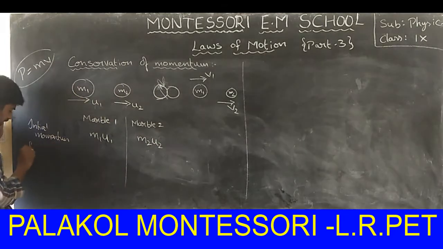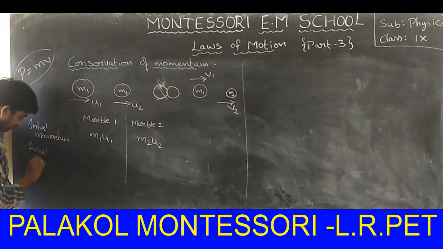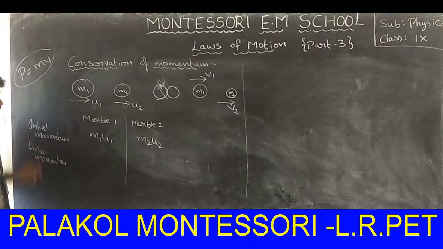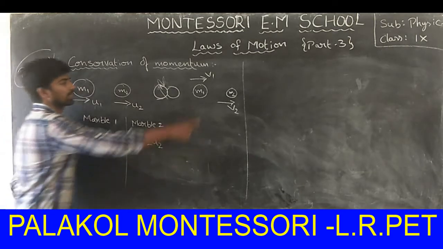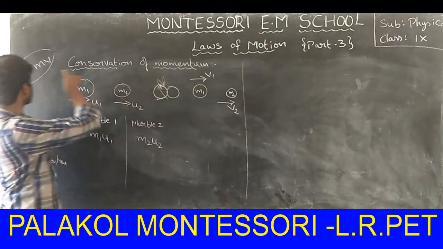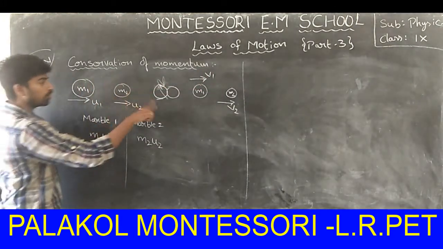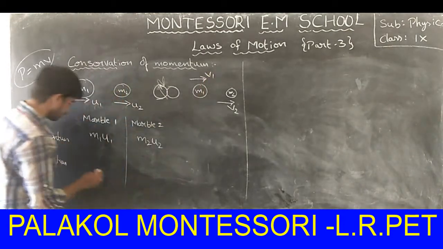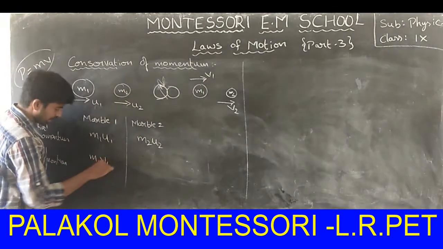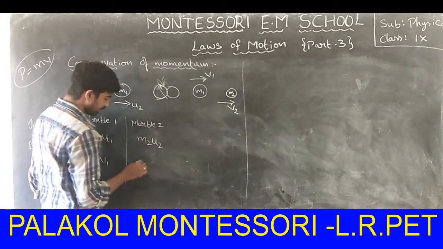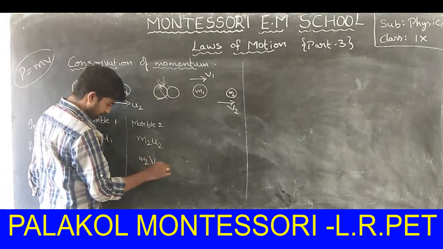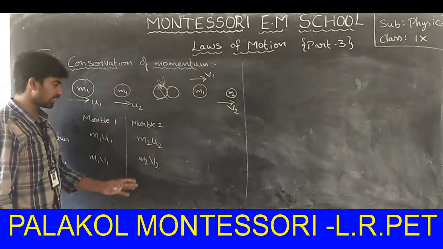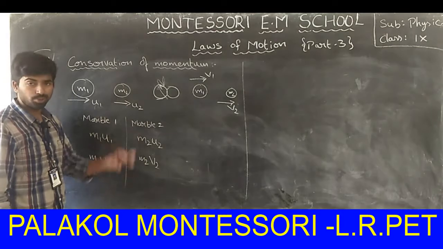After collision, what is the final momentum? m1 v1. Momentum is mass into v. So after collision, the momentum of marble 1 becomes m1 v1. And what is the momentum here? m2 v2. Final momentum means after collision the momentum of marble 2 is m2 into v2.